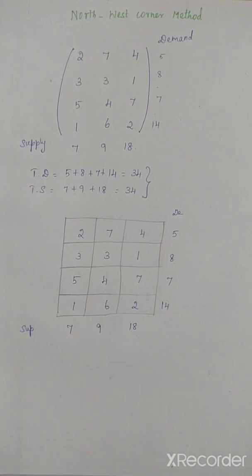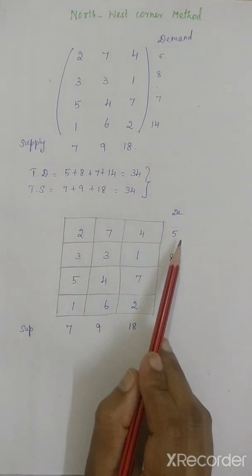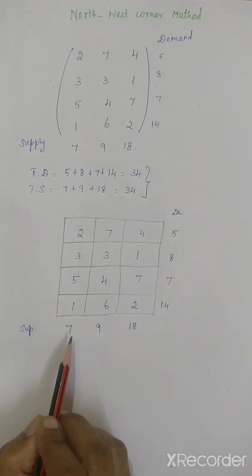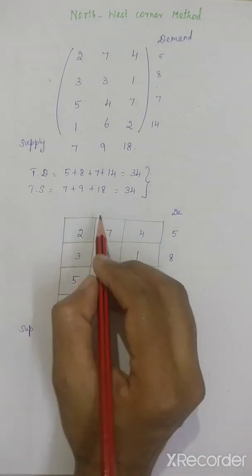This method is the northwest corner method. So we have to start with the corner. Here the corner is 2. For this we have to compare the demand value as well as the supply value. Which one is the smallest one? 5 is the smallest one.